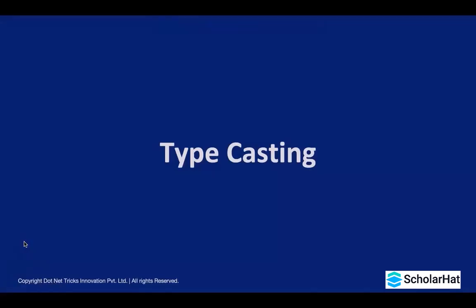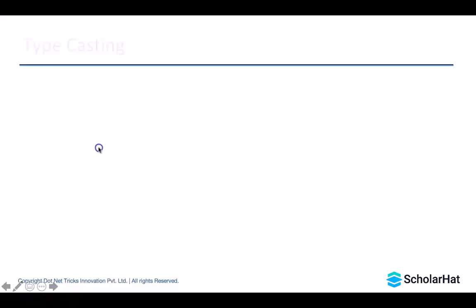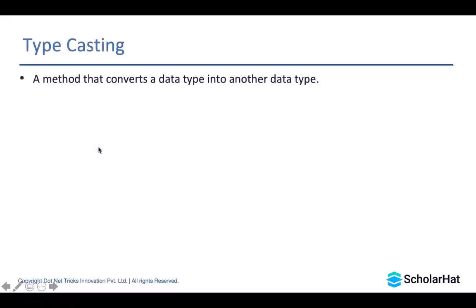Today in this session we will discuss typecasting. This is one of the important features of Java or any programming language. Basically, this is a way or a method to convert the data from one data type into another data type. When you are working on a piece of code, there is a process where the conversion takes place, and that conversion is known as casting.